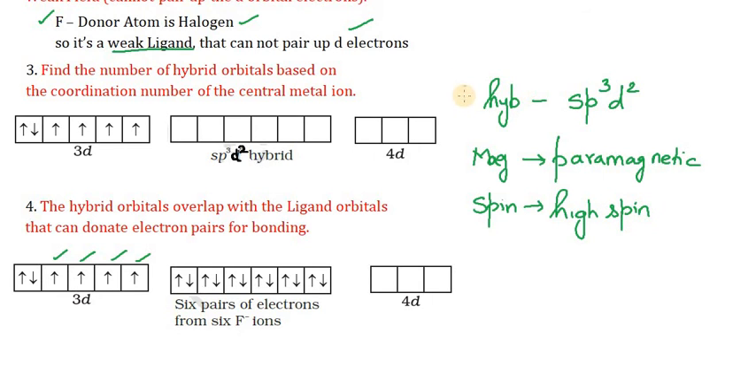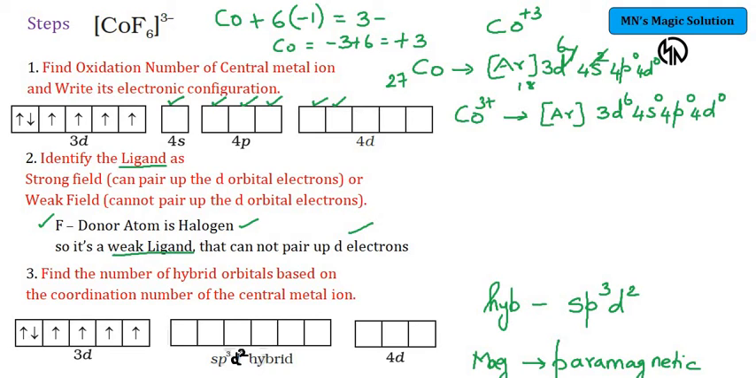And for molecular geometry, the hybridization is sp3d2, so it has got to be octahedral. Right? So these are the things that you have to identify from a given coordination compound. So just a revision glance of what we have discussed. See, we have to find out for CoF6 3-.